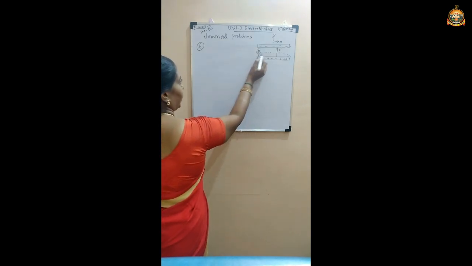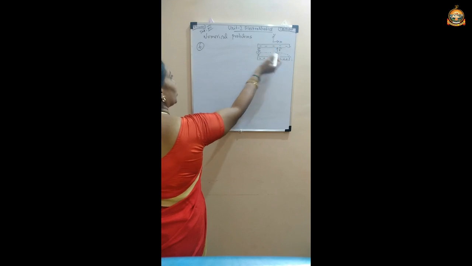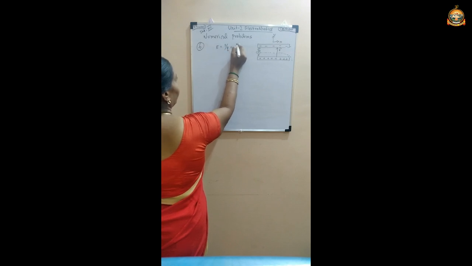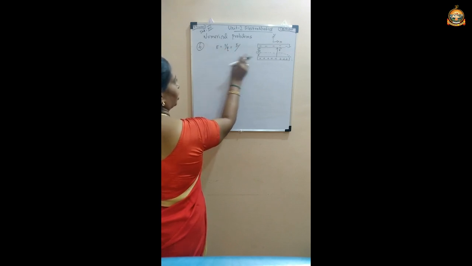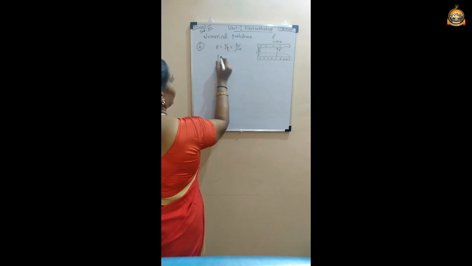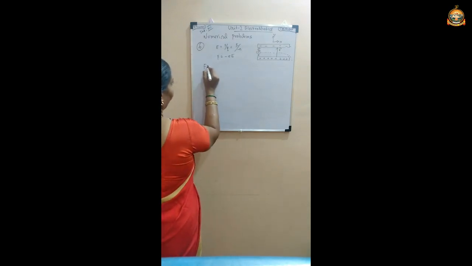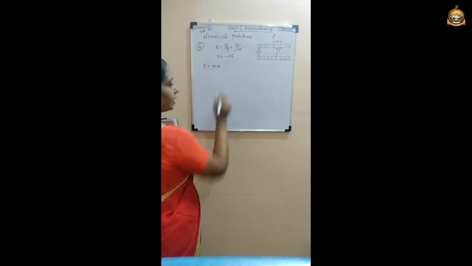Once the electron enters this electric field, it will experience a force due to the electric field. We know that electric field is equal to F by Q, the force per charge. Here the charge is that of the electron, minus e, so F is equal to minus eE. How to find this acceleration? We have one formula: F is equal to m into a.